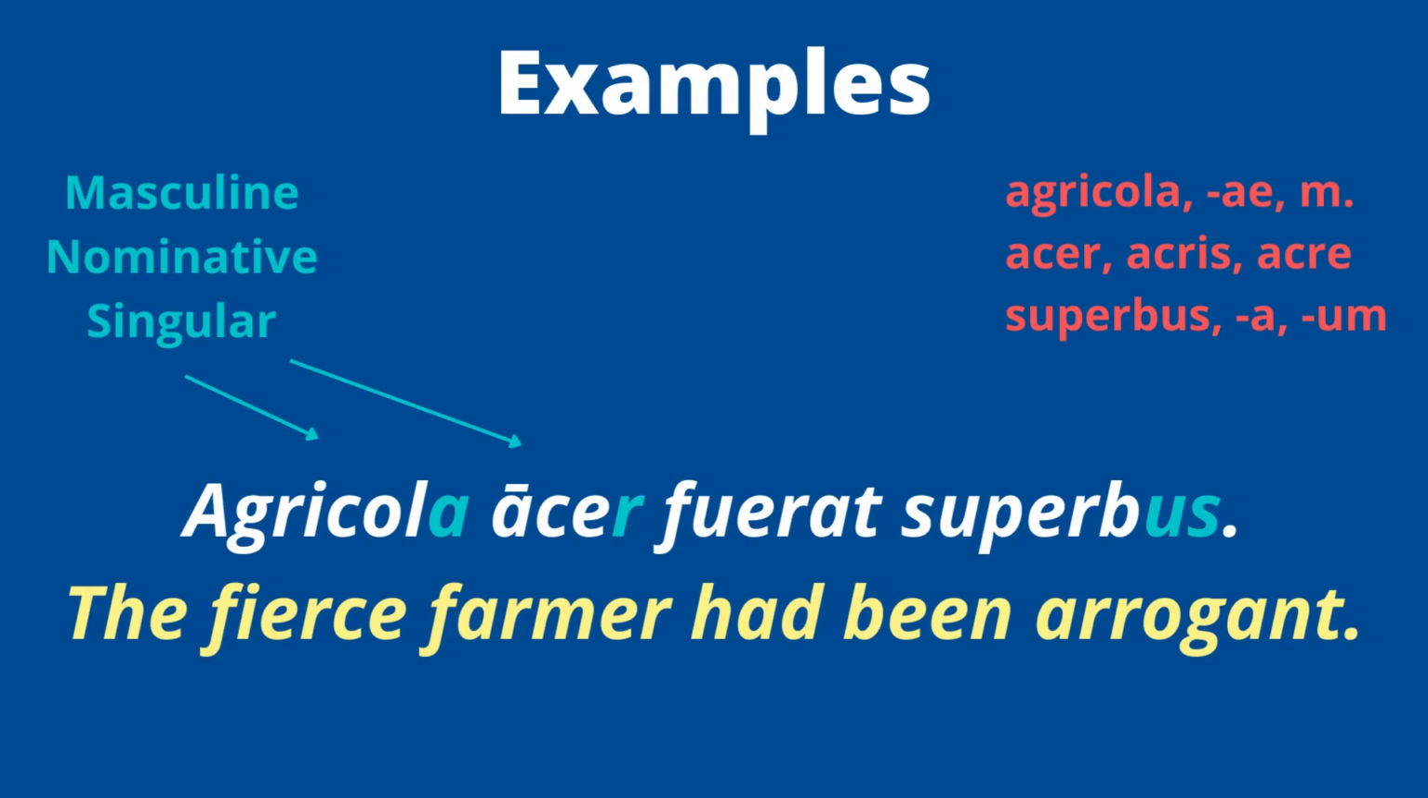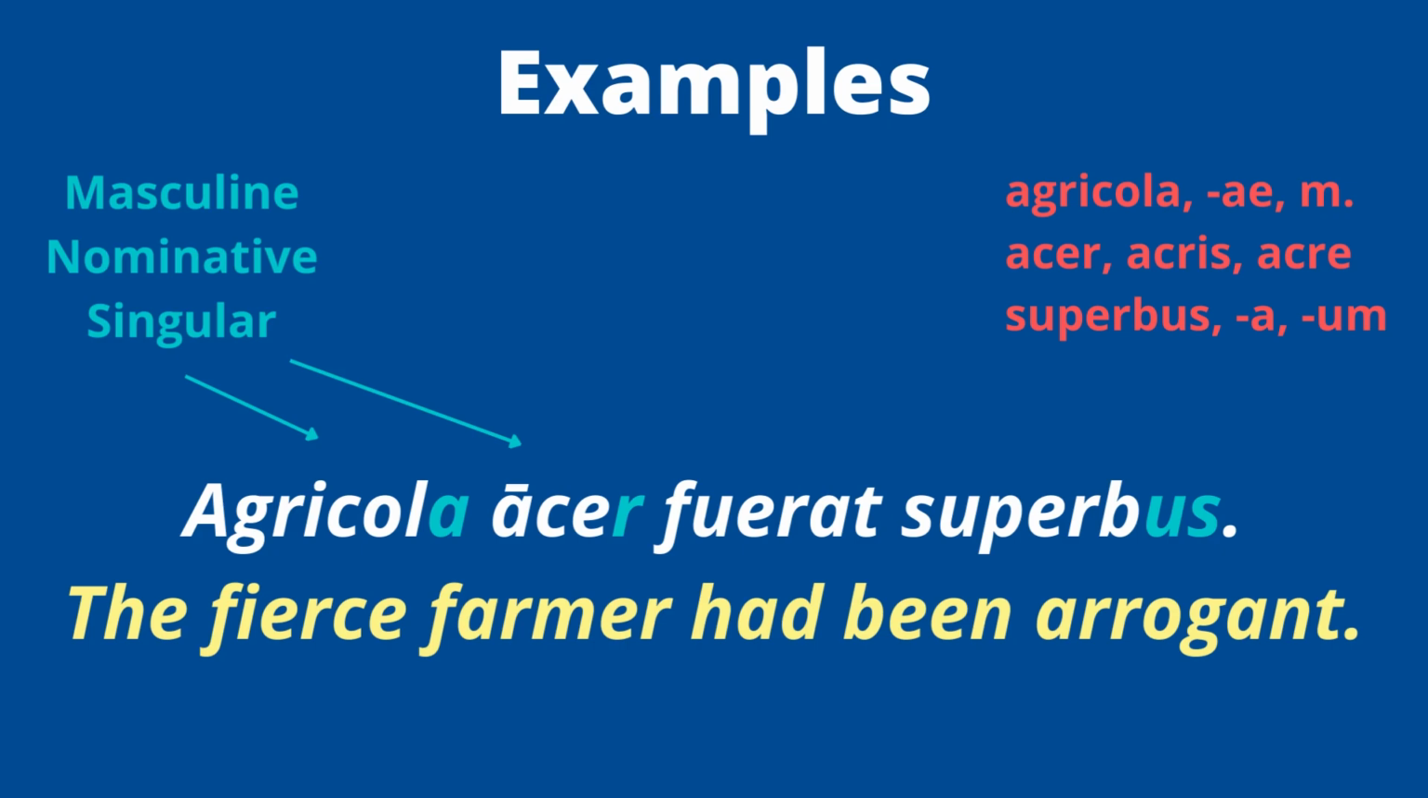Here we have agricola acer fuerat superbus, the fierce farmer had been arrogant. Agricola and acer go together. Agricola is a first declension noun. Acer, acris is a third declension adjective, while superbus, superba, superbum is a first and second declension adjective. So agricola, acer, and superbus all go together. All three of these are masculine, nominative, singular.